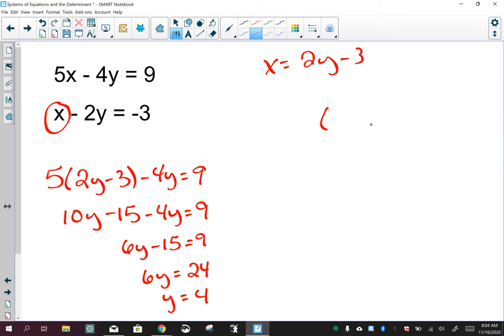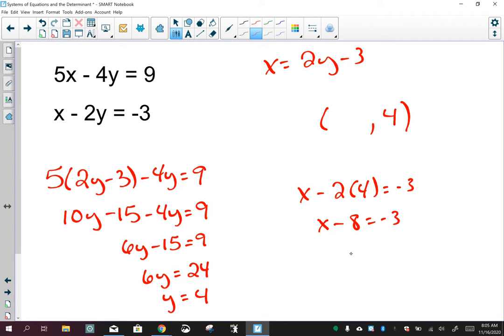So in my ordered pair, I know that 4 is one of my answers. I'm going to take that 4 and use this equation here because it's going to be easier. So x minus 2 times 4 is equal to negative 3. So x minus 8 is equal to negative 3. So x is equal to 5. So my other missing point is going to be 5.